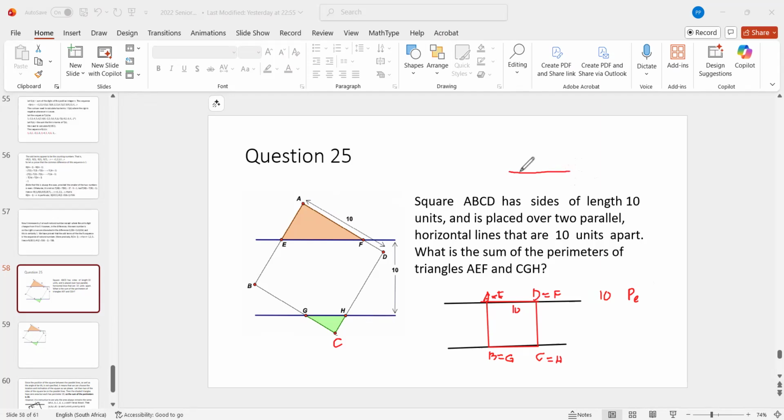A perimeter of a triangle which has got one side zero is, so you come here and that side is zero, so you have to stop right there. So you have that's the perimeter of ADF.